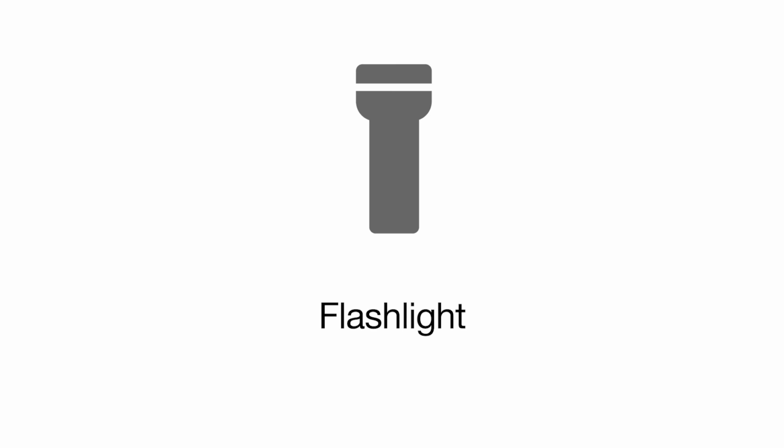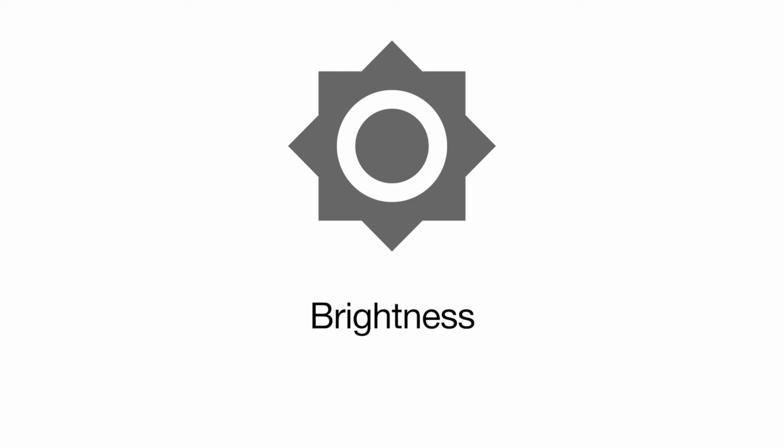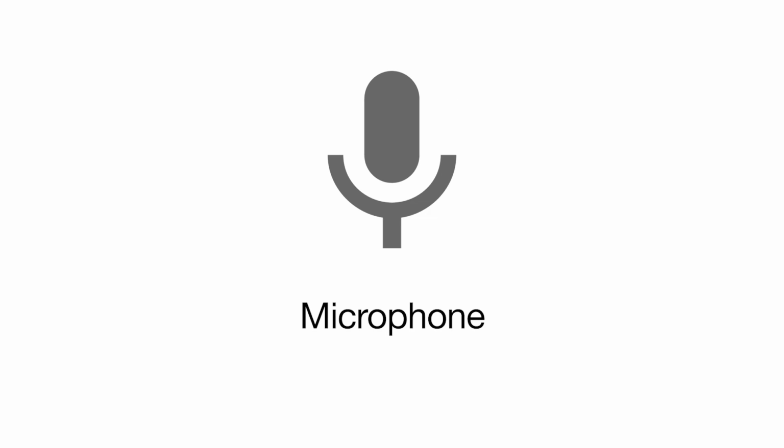Wireless network, which enables or disables Wi-Fi. Flashlight, which turns on and off the flashlight. Brightness, which changes the brightness of the display. Volume, which changes the volume of the system. Microphone, which toggles on or off the auto mute function.